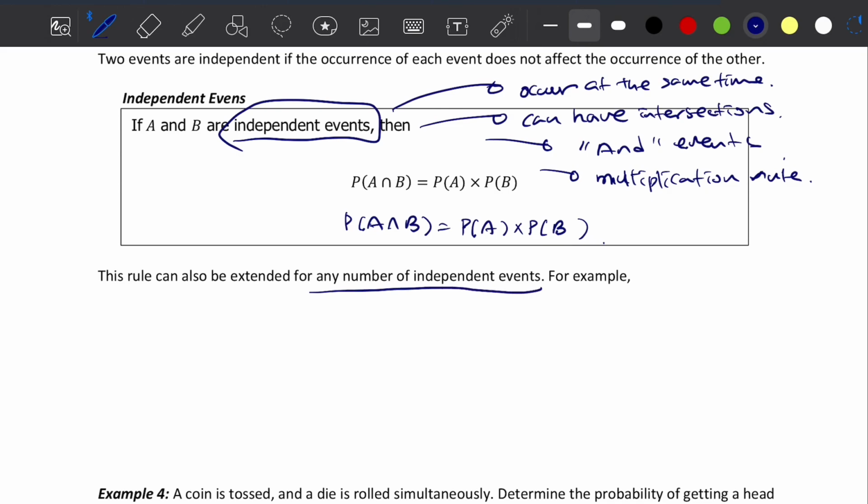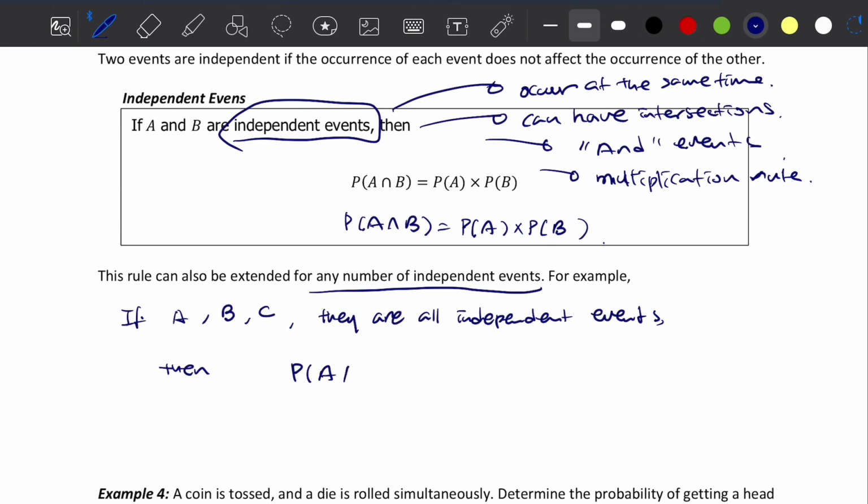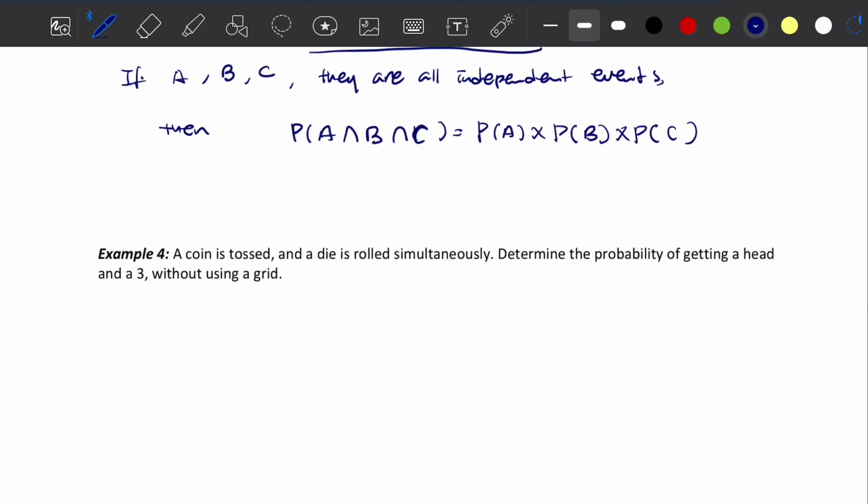So if there are events A, B, and C, and if they are independent events, then we can also say P(A intersect B intersect C) is the same as P(A) times P(B) times P(C). Okay, then let's try example number 4.